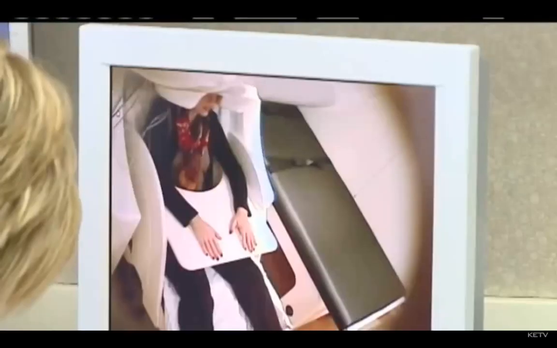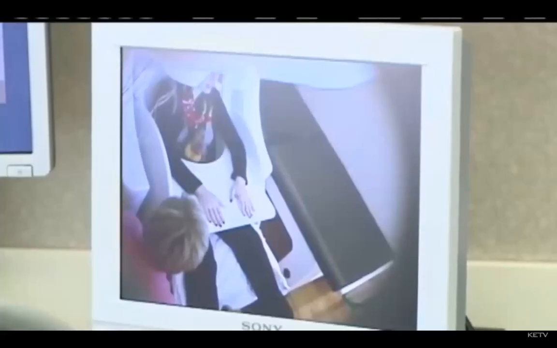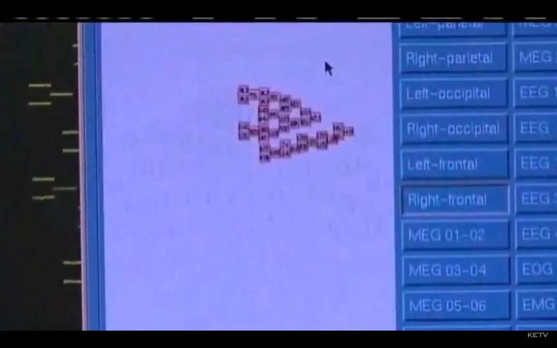Okay, Megan, we're going to start here just a second. I want you to keep your head really still for me. She reads words, even taps her fingers, with those responses lighting up the scans.